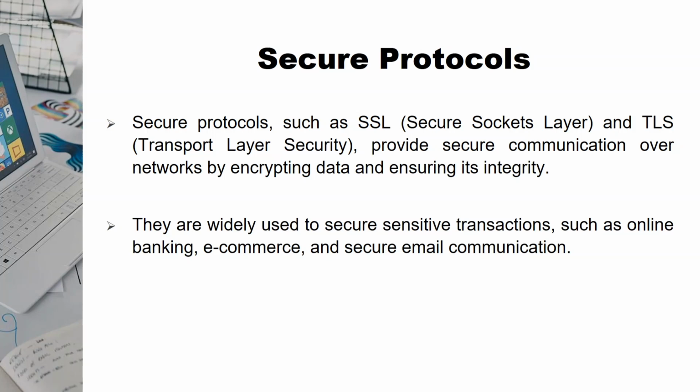So we have two types that we want to discuss today. The first one is SSL and the other one is TLS. SSL is Secure Socket Layer, and TLS is Transport Layer Security. They provide secure communication over networks by encrypting data and ensuring its integrity. They are widely used to secure sensitive transactions such as online banking, e-commerce, and secure email communication. They use encryption, decryption, and authentication mechanisms to ensure secure data exchange.